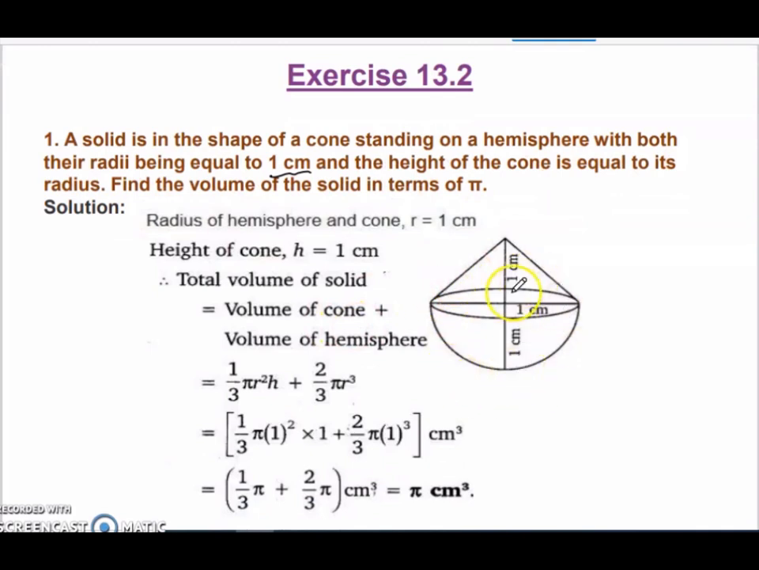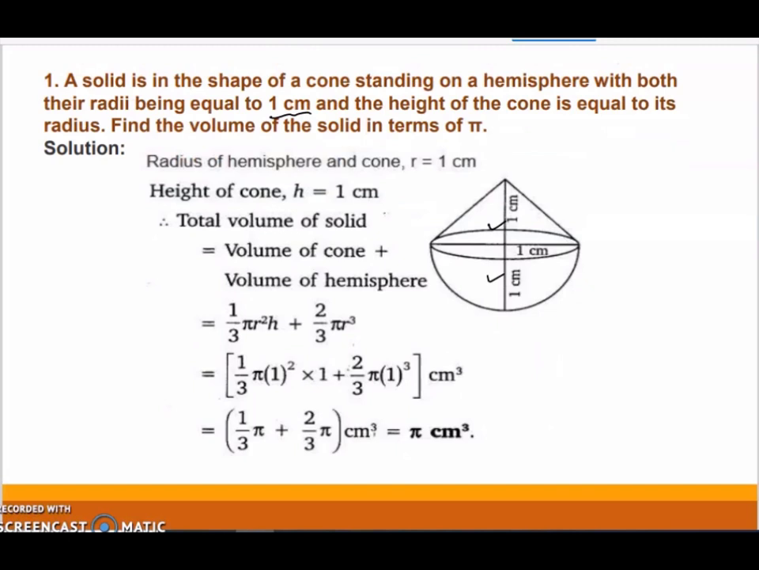So volume of this entire solid will be equal to volume of the conical part plus volume of the hemispherical part. So volume of the cone formula is 1 by 3 pi r square h and volume of the hemisphere is 2 by 3 pi r cube. So you will substitute in that r and h is 1 and r cube, here also r is 1. So when you substitute you will get 1 by 3 pi plus 2 by 3 pi, and when you add 1 by 3 and 2 by 3 you will get the answer as 1. So pi centimeter cube is the answer.